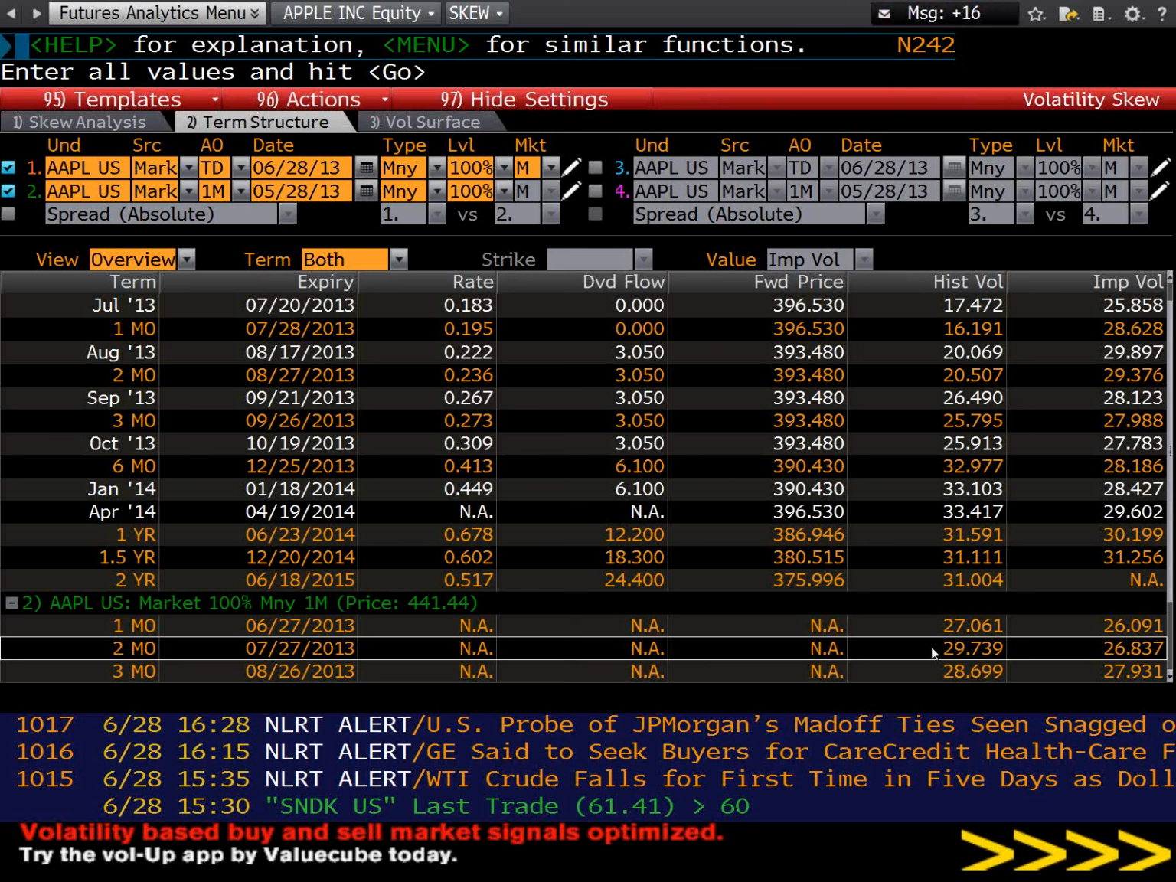So what this tells us is that the August options for Apple are fairly reasonably priced. They're not cheap, they're not expensive. They are consistent with what the historical behavior of Apple has been over a 2-month period that overlaps an earnings release.